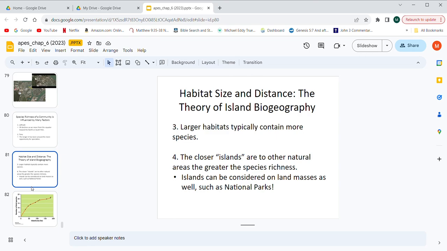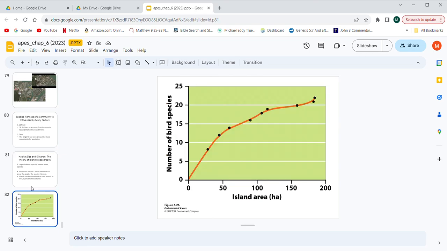Islands can be considered a landmass. The closer islands are to other landmass, that's what I'm getting towards. An island being close to a mainland is usually very beneficial because that means more species can come and populate that island. So those are also going to impact the amount of species that island will have. This is all in the theory of island biogeography, which is an amazing kind of study. Make sure that you read over that in Chapter 6. You should have already done so. So as land mass goes up, obviously the number of bird species goes up.